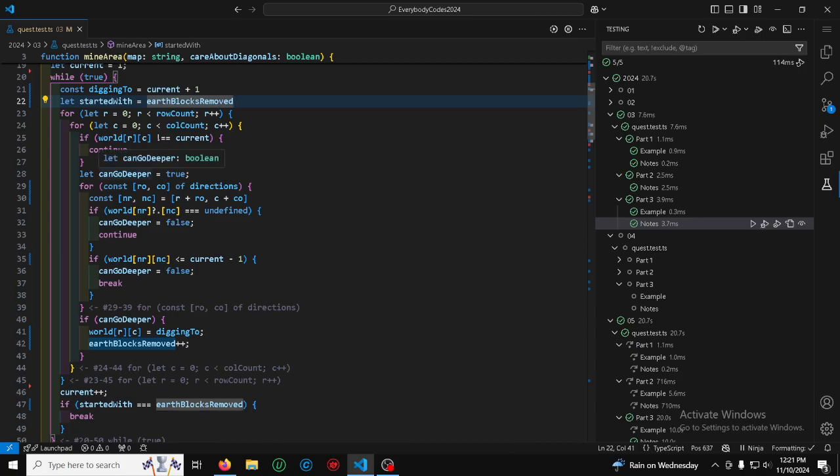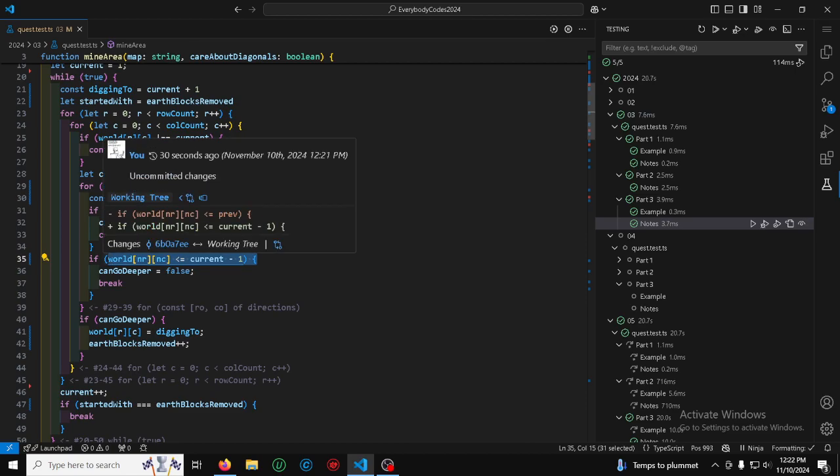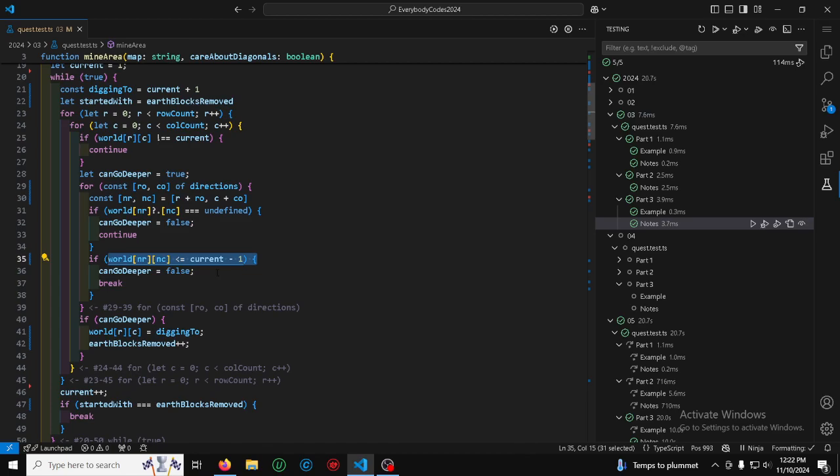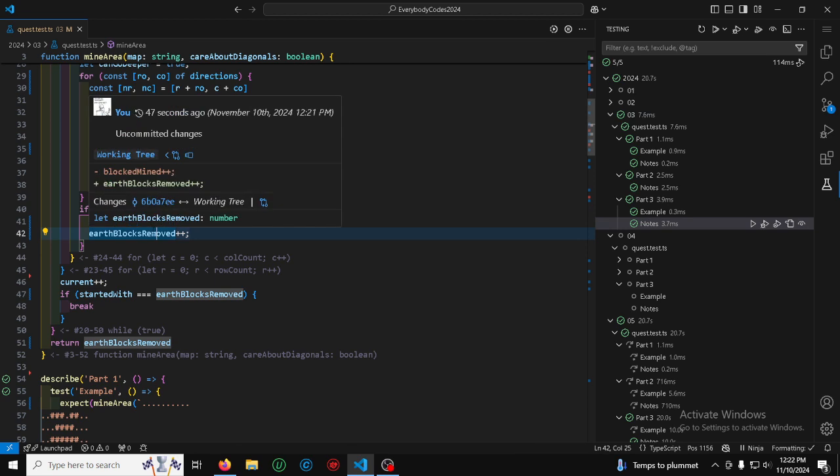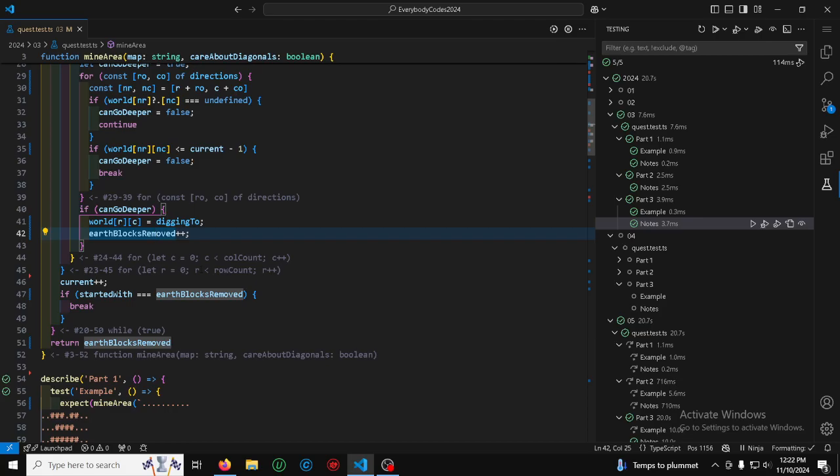I like that. Now for this one, can go deeper. We just look at all our neighbors and we're like, hey, if you're off the edge of the world, or the steepness between us is more than one, yeah, I can't dig there. Technically, it's not more than one, it's greater than, or it's a certain directional. So if you're lower than me, then yeah, you're fine. Okay, I like it. So if we really wanted to, we could probably not carry this variable around and just iterate through the entire world one more time and do some math. But that's complicated, so we're not going to do that.